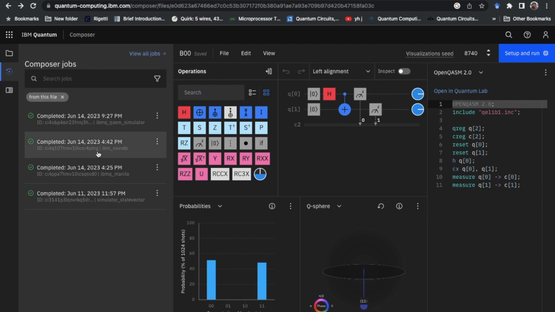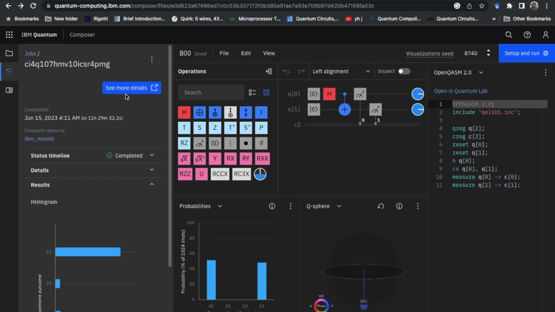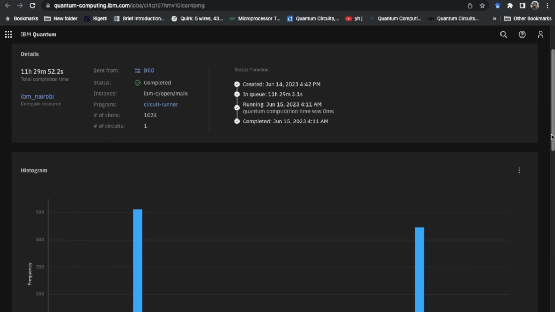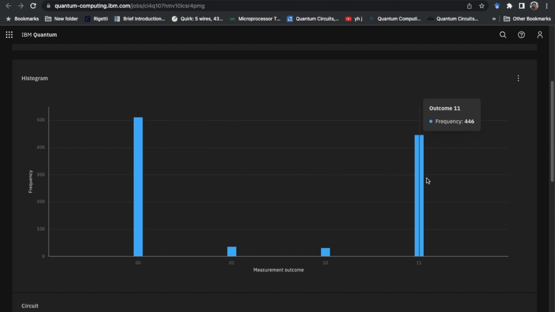Now see the output using the real quantum computer. Here you can see using IBM Nairobi, the outcome of 00 is 511 times and the outcome of 11 is 446 times among 1024 times. But you can also see, which is not shown in the quantum simulator, that there are some probabilities of getting the 01 state and also the 10 state. For a real quantum computer, there are some errors, noise and decoherence, so some unwanted states are also created.